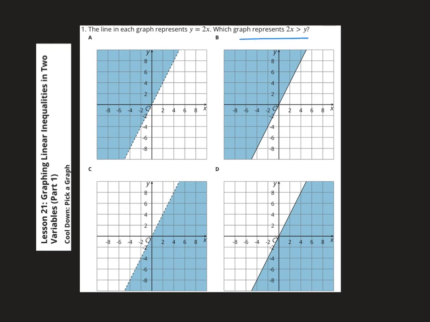Which of these graphs represents 2x greater than y? Now, the line represents y equals 2x. So I suppose if I had 2x greater than y, perhaps I could rearrange that from left to right. Like if I put the y here and the 2x here, which way does the inequality go? Could I put it in Desmos? Could I help myself out? Could I pick a point over here, right? Could I pick a point and see which one is actually the story, right?